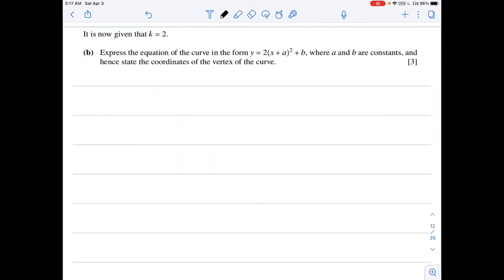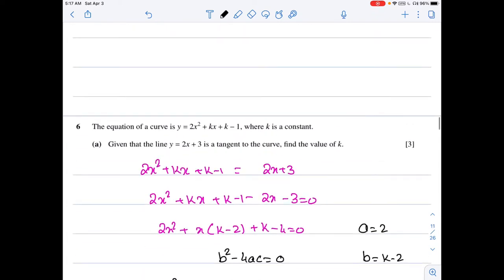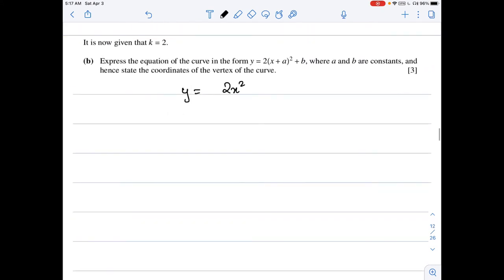It is now given that k is equal to 2. Express the equation. If I go back and check what the curve equation was, y is equal to 2x square plus kx plus k minus 1. Now k is equal to 2, so what will be the curve equation? It will become y equal to 2x square plus 2x plus 2 minus 1. So y is equal to 2x square plus 2x plus 1.